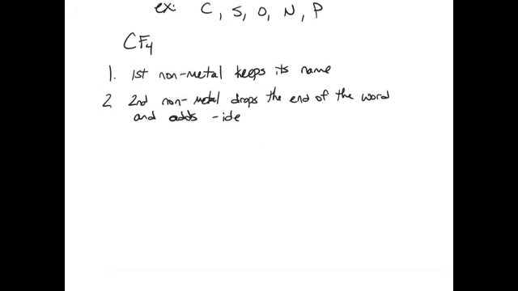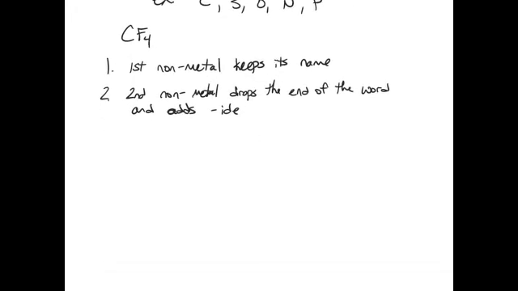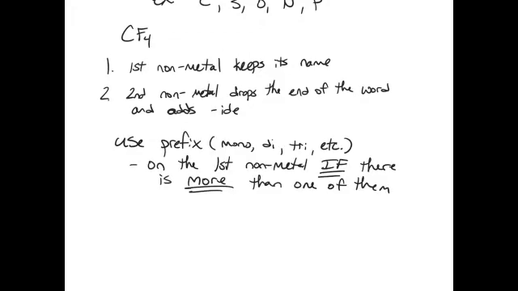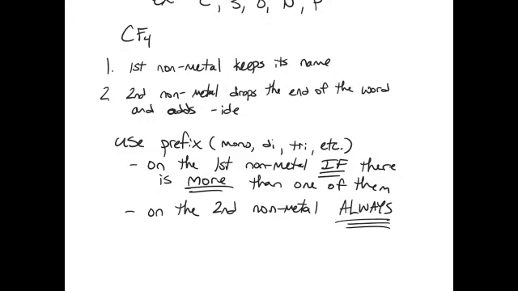I'm going to scroll up a little bit to give myself some more room. But the rules for prefixes are as follows. The first element only gets a prefix if there's more than one of them. So if there's only one, like in this example, you don't use a prefix on the first element. Now the second element, or the second nonmetal, always gets a prefix. Even if there's one, you would put mono. So in the example of CF4, since carbon is singular, you just say carbon, but the fluorine is tetrafluoride. So the full name is carbon tetrafluoride. The word tetrafluoride is all one word.